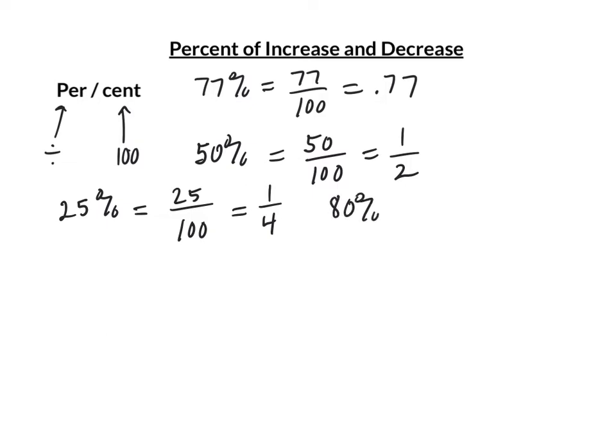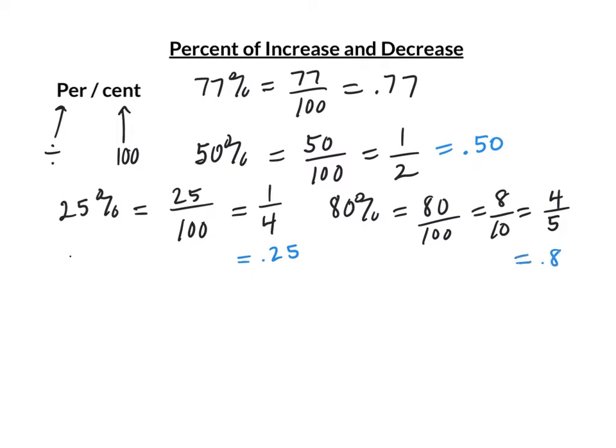80% is 80 divided by 100, which would reduce to 8 over 10, or divide both by 2 would be 4/5. Keep in mind, all these fractions can be written as decimals. 1/2 is 0.5, or 0.50 if you like. 1/4 is 0.25, and 4/5 is 0.8.